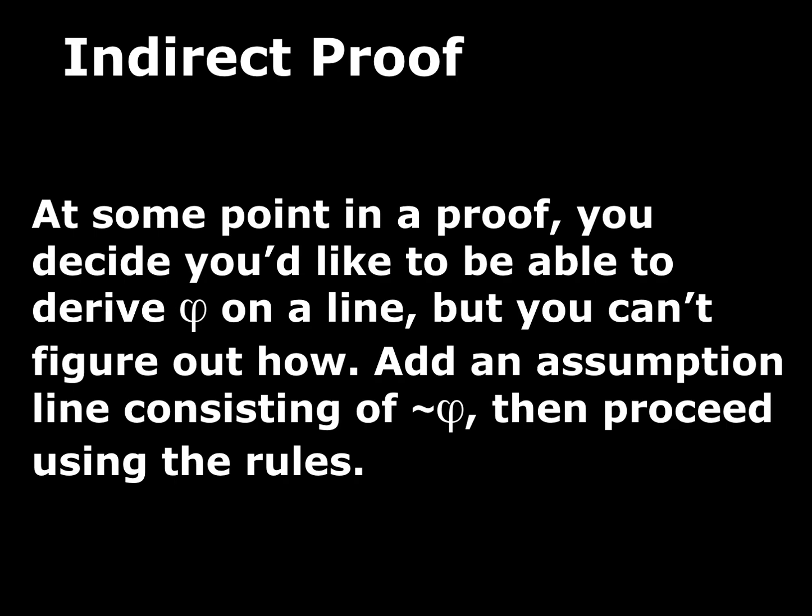Just like with conditional proof, you made an assumption and then you continue with the rules. Just like with conditional proof, there's a specific thing you're looking for. With conditional proof, you use the rules to try to derive the consequent of the conditional you wanted. Now you're going to continue to use the rules, but your goal is to derive a contradiction, an explicit contradiction.